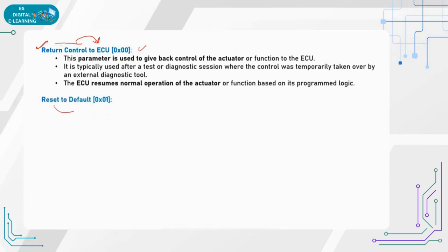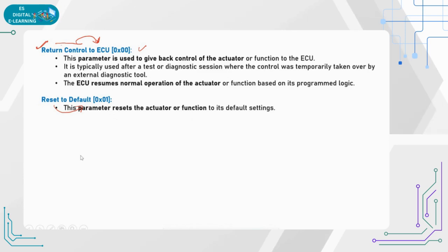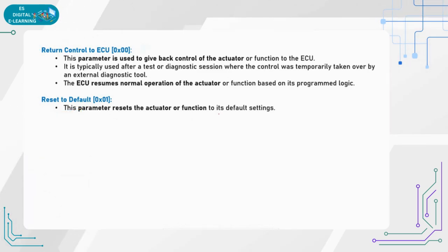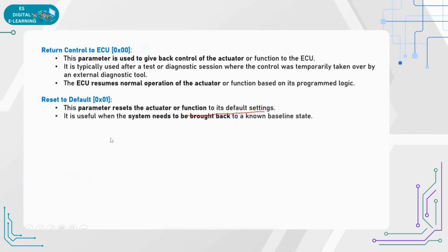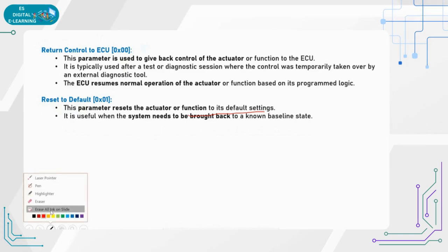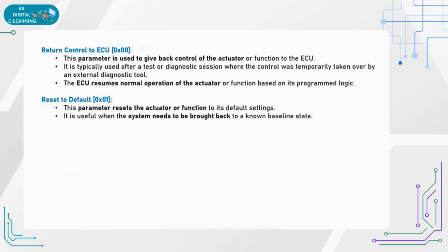Similarly, reset to default. We are resetting the ECU to the default state. This parameter resets the actuators and functions to the default settings. You need to remember this concept. It is used when the system needs to be brought to the baseline state. This is added information for you. You can consider this as one point, and this as one point, and you can write it in your notes.